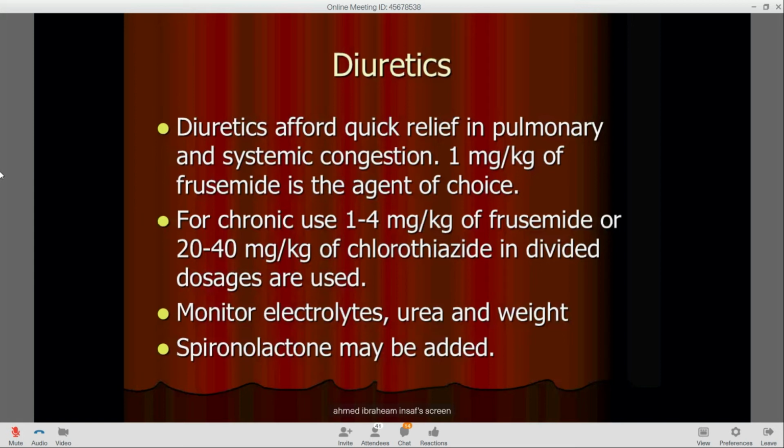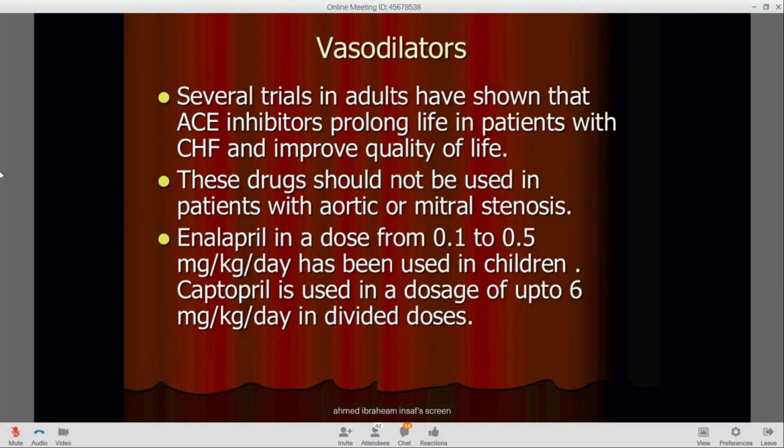And be careful about electrolytes, because diuretics exaggerate electrolyte loss with risk of hyponatremia and hypokalemia. So there is a risk of dehydration, which can exaggerate renal impairment. Spironolactone can be added. As a vasodilator, we usually use ACE inhibitor.